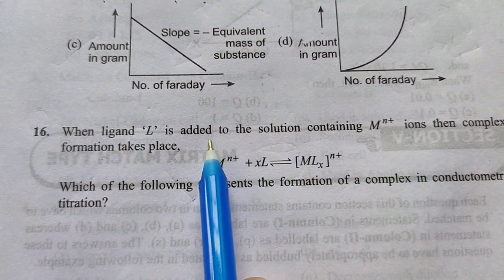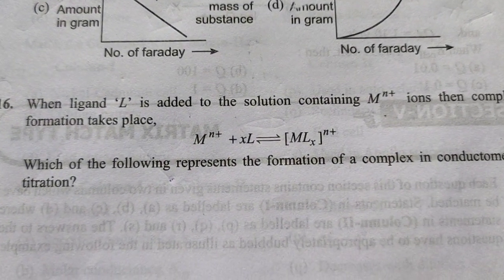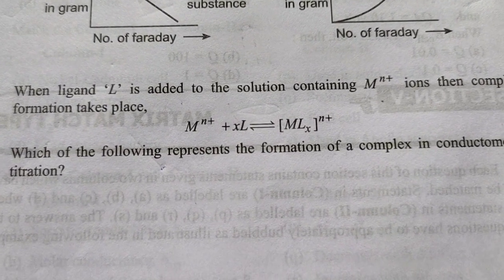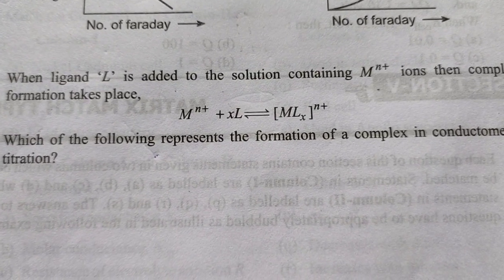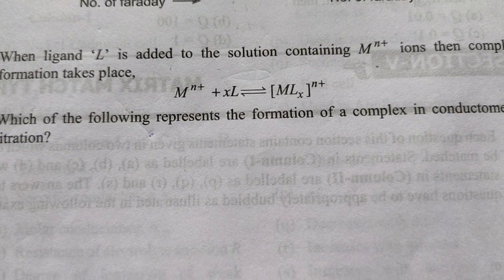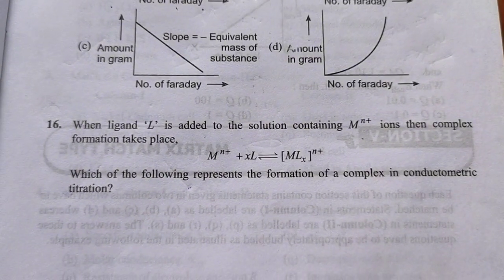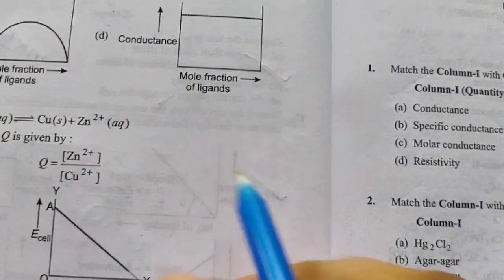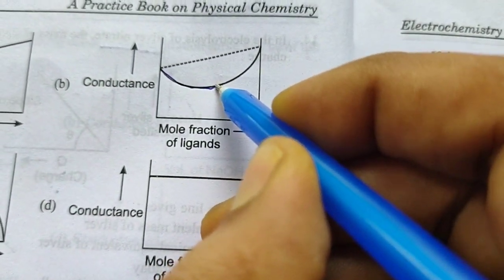Next, a ligand is added to a metal ion Mn+ to form a complex compound. On forming the complex compound, the conductance of that solution decreases. Why? Because the complex ion has less conductivity, as there are fewer ions. So first the conductance decreases on formation of the complex.